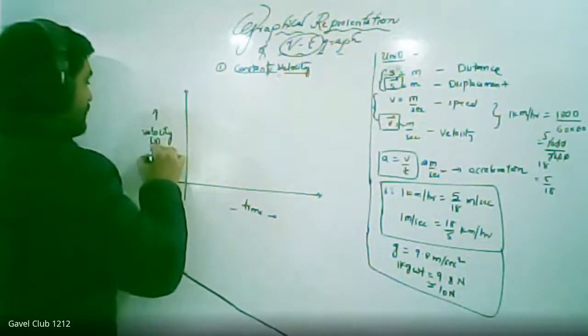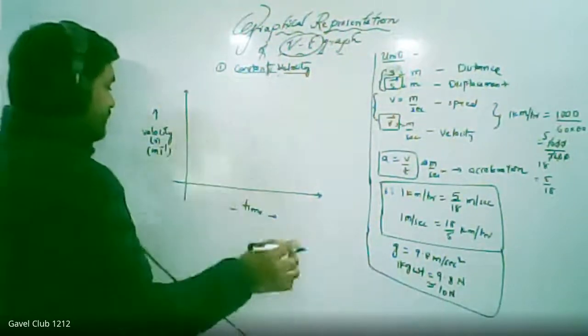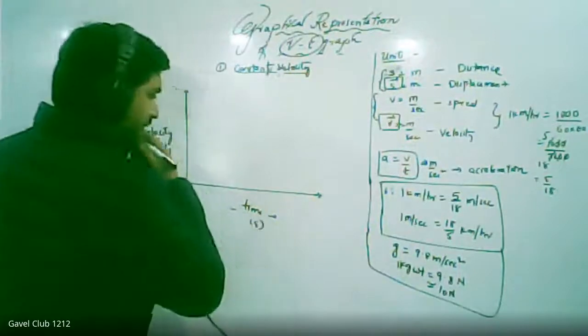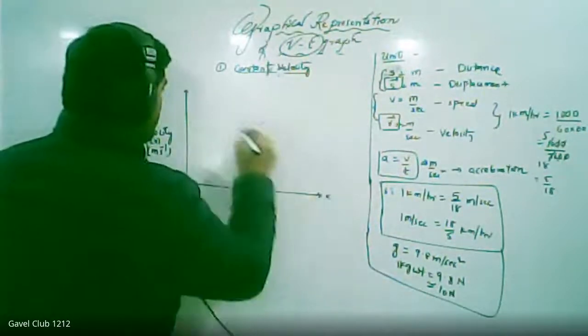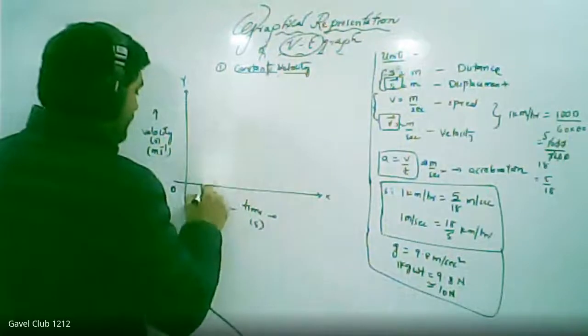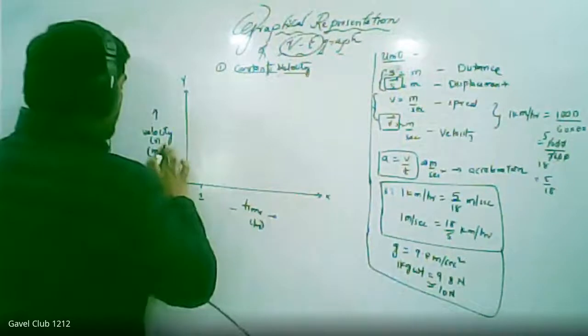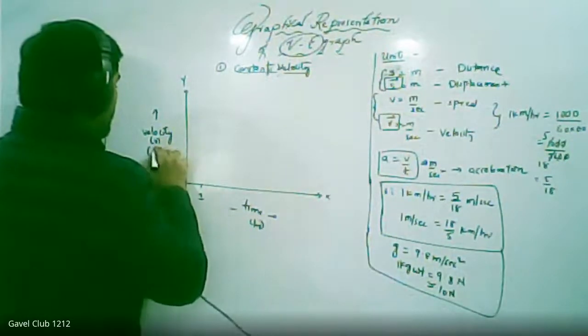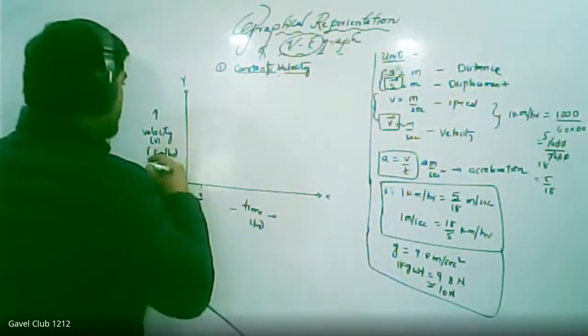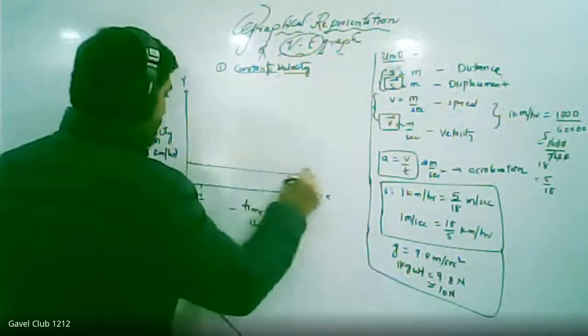So this is the velocity, which we measure in meters per second. You are supposed to write the units there also. This is the x-axis, this is the y-axis. Here we are taking time in hours, not seconds, and here we are taking kilometers per hour. Let us take this as 1 hour, and like this we go on.